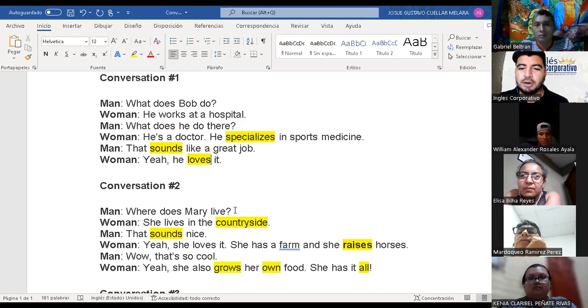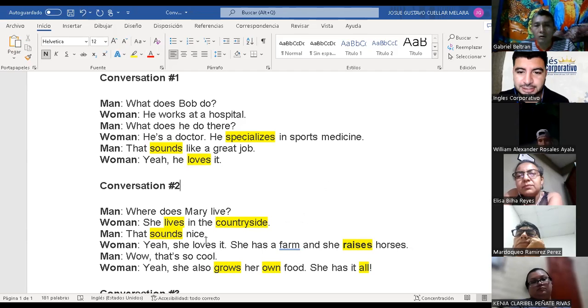Okay, number two, where does Mary live? She lives, otra es, ¿verdad? She lives in the countryside. That sounds nice. Yeah, she loves it. She has a farm and she raises horses. Wow, that's so cool. Yeah, she also grows her own food. She has it all.